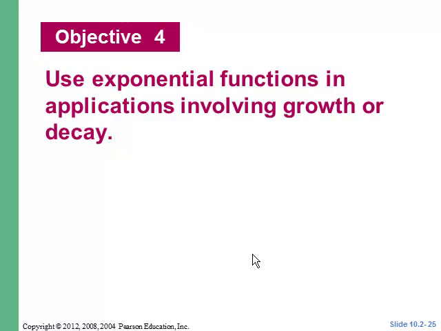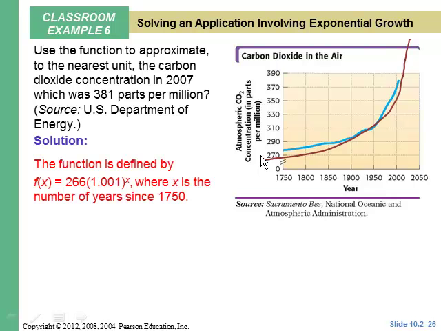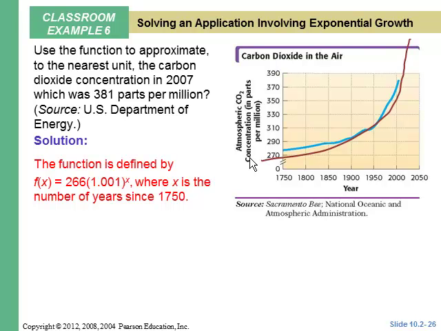What do you do with exponential growth and decay type problems? Well, here's an example that shows the carbon dioxide concentration in the air, which appears to be an exponential function. The function is defined by f of x is 266 times 1.001 to the x, where x is the number of years since 1750. We're supposed to find the concentration in 2007.